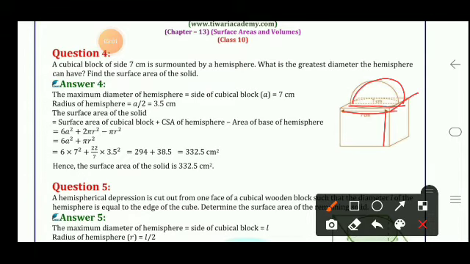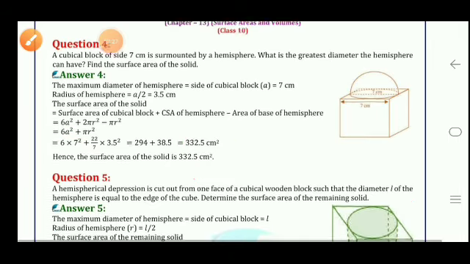Now the surface area of the solid will be the surface area of the cubical block plus the curved surface area of the hemisphere minus the area of the base of the hemisphere. So that is 6a square plus 2 pi r square minus pi r square, that is 6a square plus pi r square. Putting the values, 6 into 7 square plus 22 upon 7 into 3.5 square. The result is 332.5 centimeter square. So this is the total surface area of the solid.